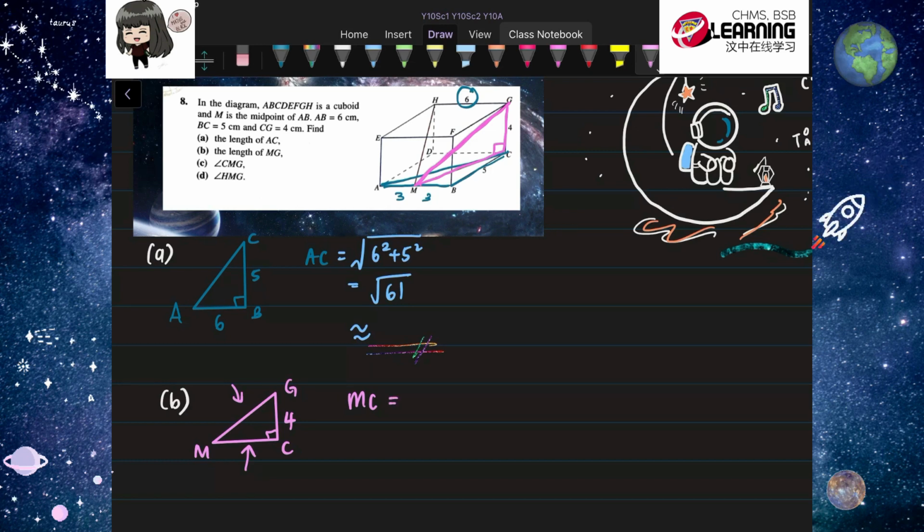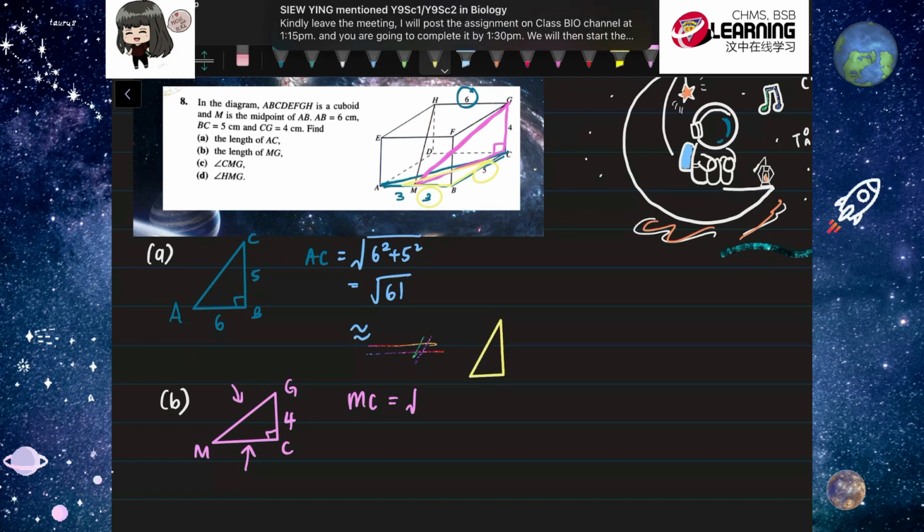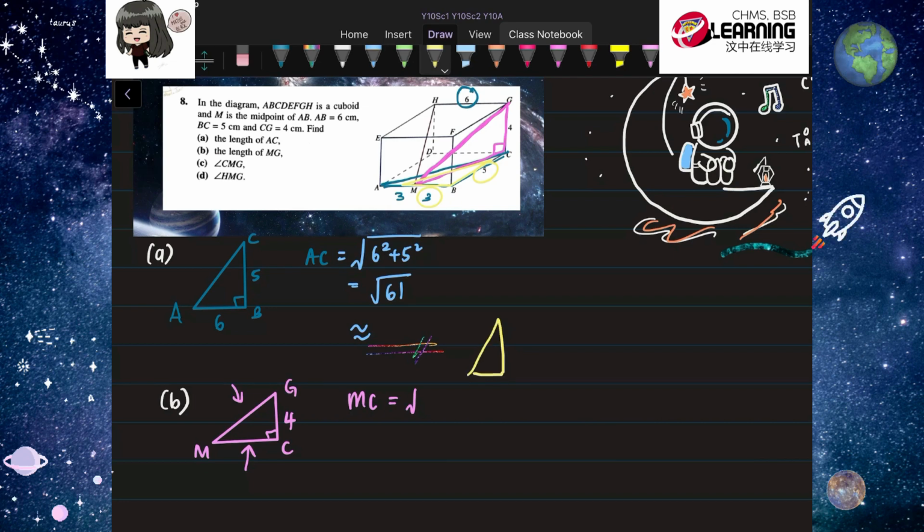So MC is square root of, you see this MC? There's another triangle here, MC. This is 3 and 5. So we use the Pythagoras Theorem. It forms another triangle there.